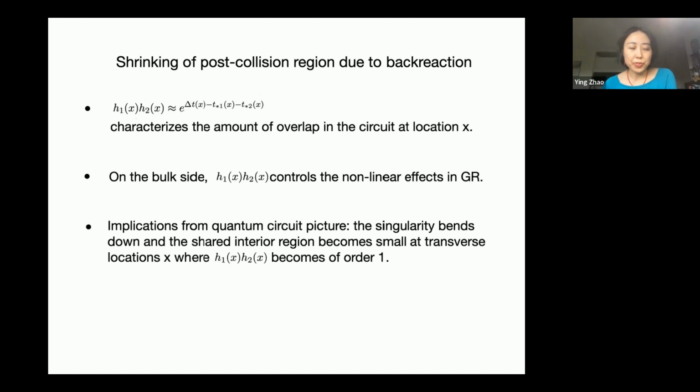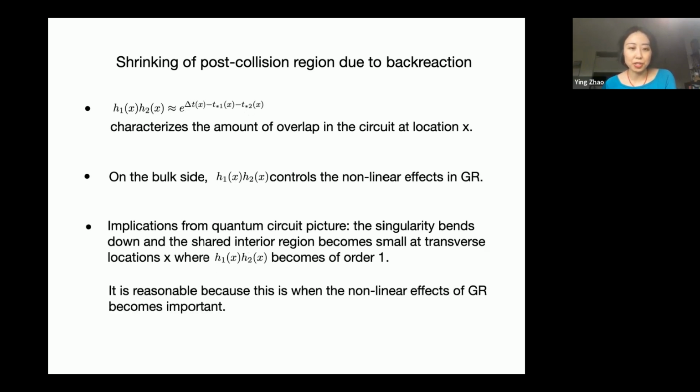So if we trust the circuit model, what the circuit model implies is that the singularity bends down and the shared region will become small at transverse locations x where this product becomes of order 1. That's a prediction of the circuit model. And before we do any calculations, one can see that this is a reasonable implication, because when this is of order 1, this is exactly when the nonlinear effect of GR becomes important.